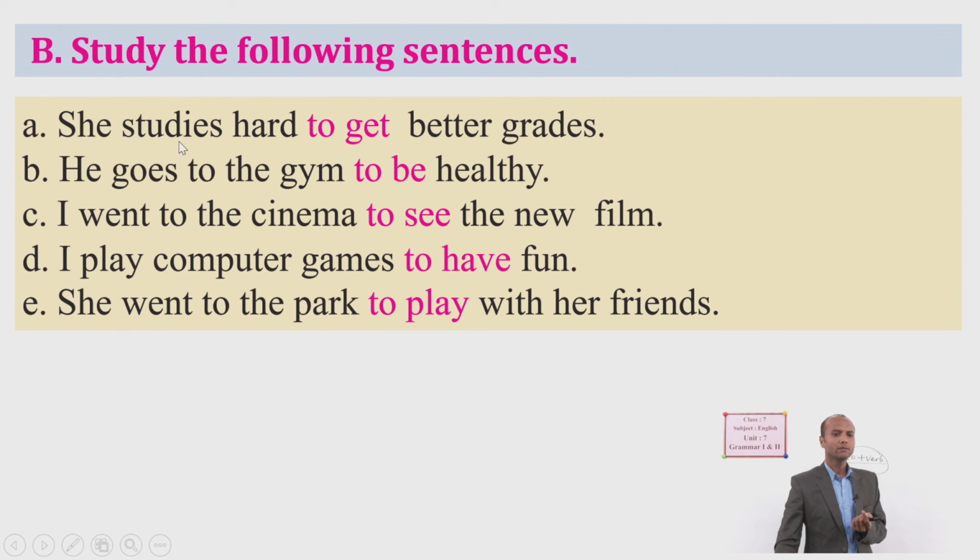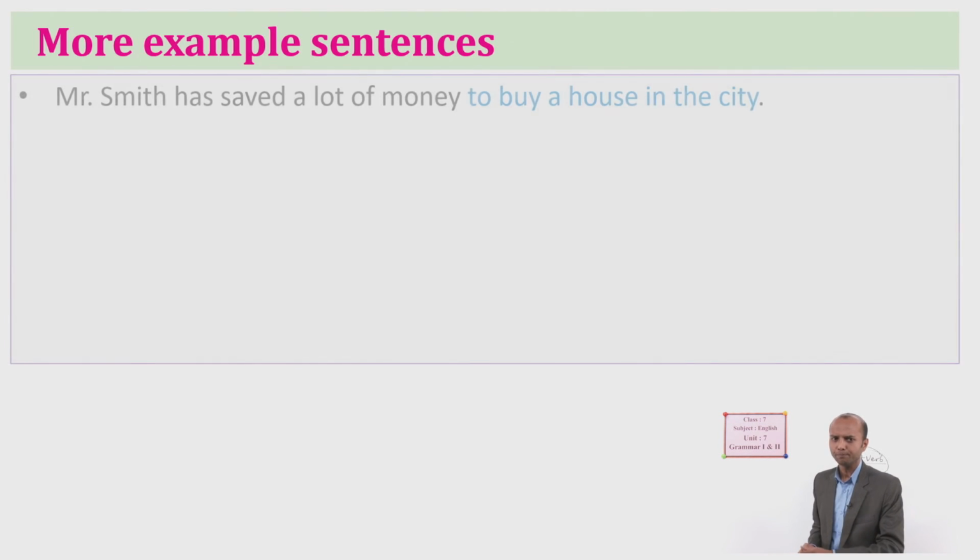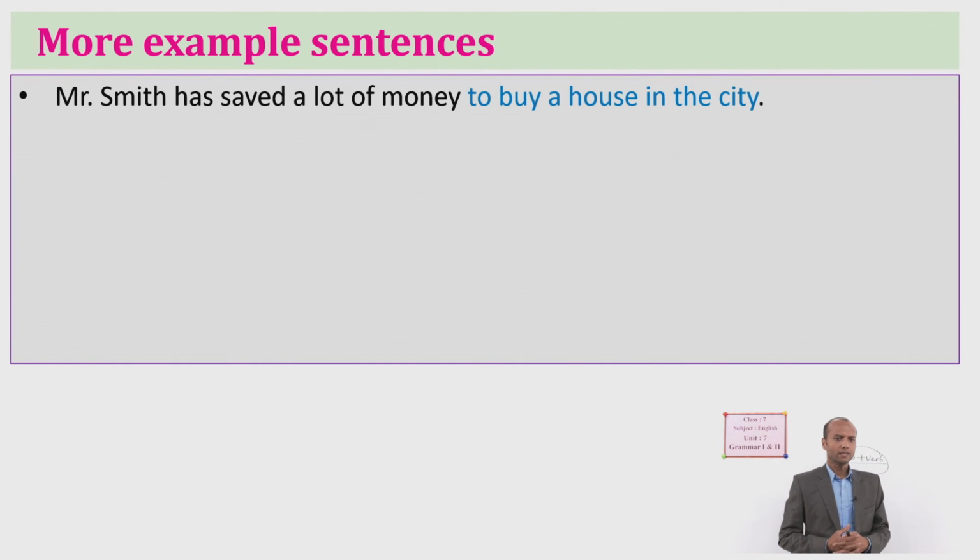So this is the cause, the reason, and this is the effect. Okay, so to get better grades, she studies hard. Okay, so I have some other examples as well for you. The next sentence is Mr. Smith has saved a lot of money. I have highlighted not only the to plus verb construction, but the entire construction. Mr. Smith has saved a lot of money to buy a house in the city. Okay, I'll come to this point again.